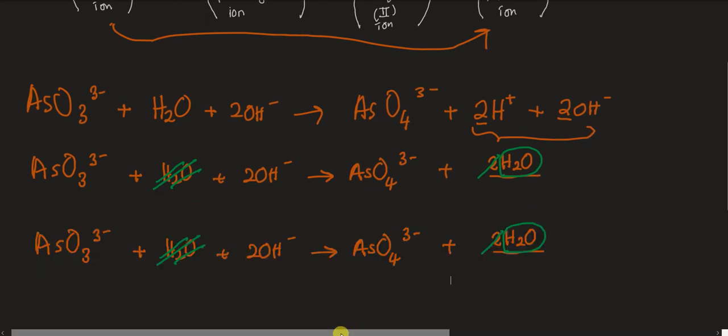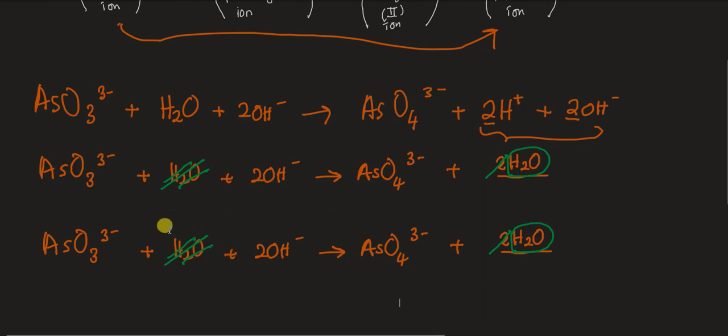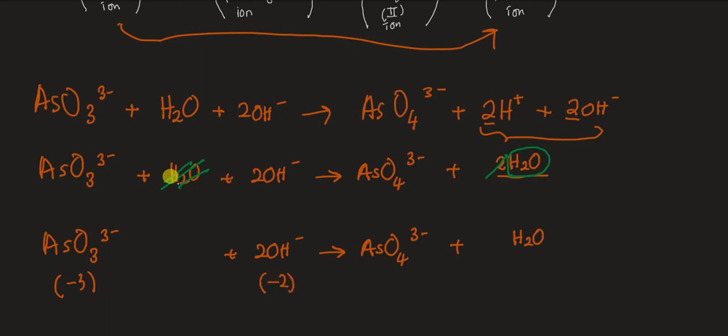Okay, and this can be deleted. Okay, so now what we have to do is make sure that the charges are all balanced. On the left hand side here we have -3 charges, and here is -2. Each hydroxide carries -1 charge, and there are 2 hydroxide ions, so 2 multiplied by -1 is -2, and here we have -3, and this is 0. So we have to add the electrons on the side that is least negative.